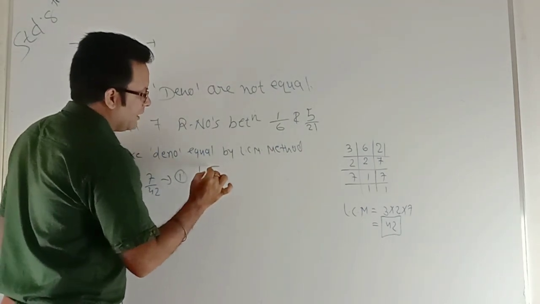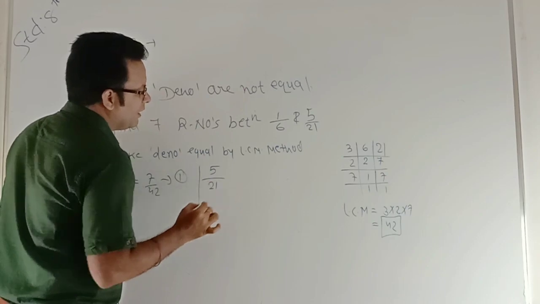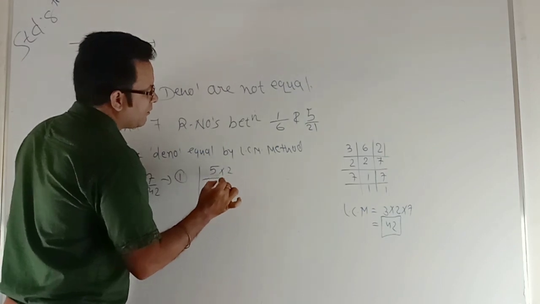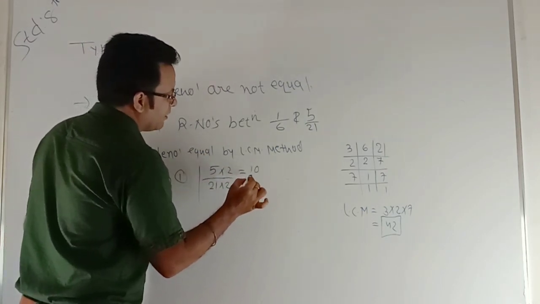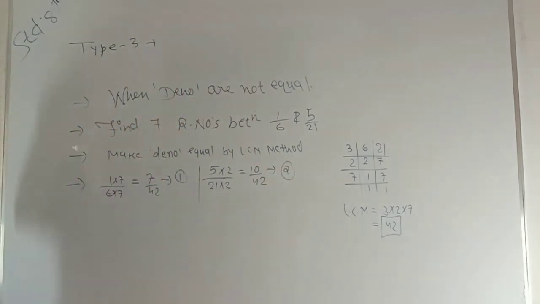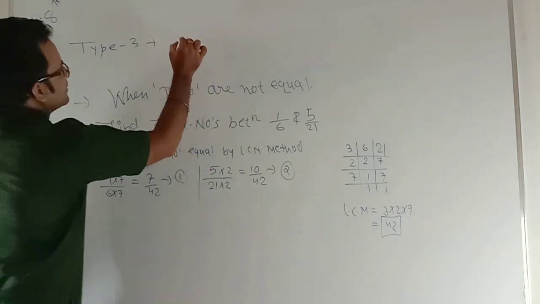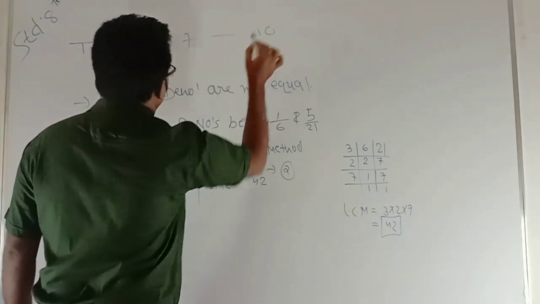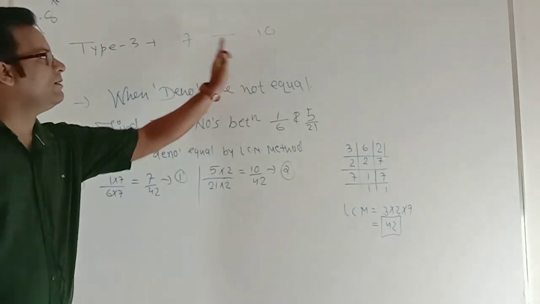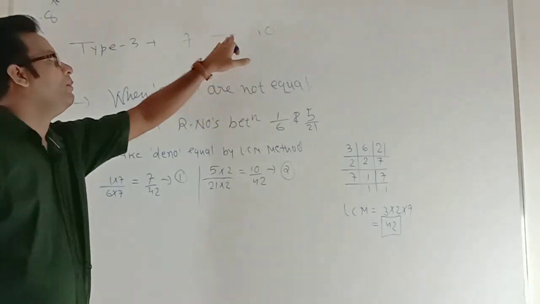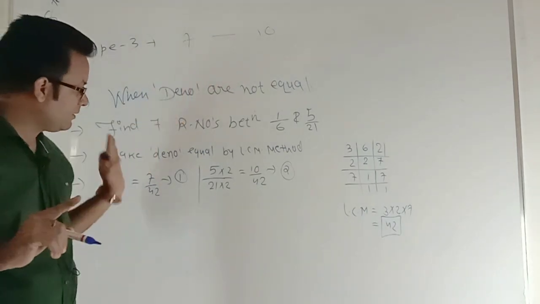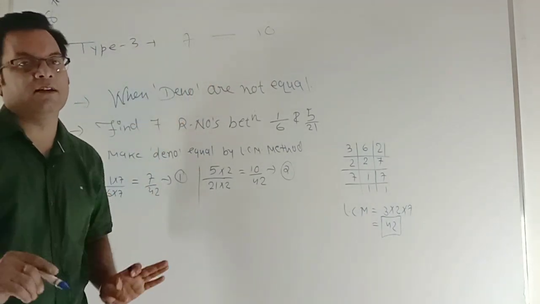Your second fraction is 5 upon 21. In the table of 21, 2s are 42. Here 5 2s are 10. So it will be 10 upon 42. 7 and 10. See students, 7 and 10. You see the gap. You have to give 7 rational numbers between these two numbers. Not possible, because only 2 numbers you can get. 8 and 9 means 8 upon 42, 9 upon 42.